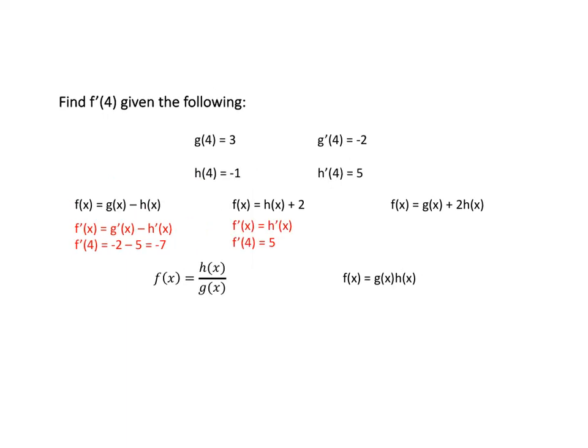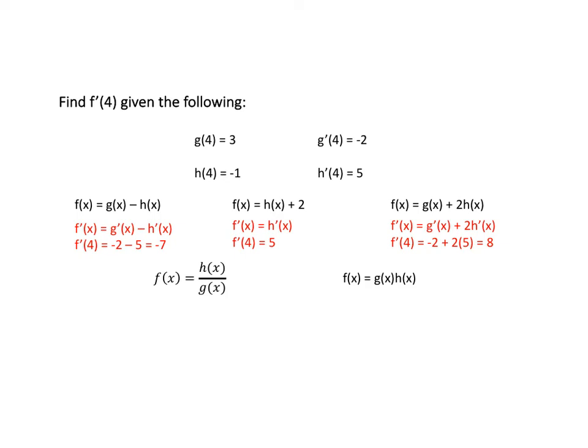So let's look at the second one. It says f of x is equal to h of x plus 2. Well, the derivative of f of x, f prime of x, is equal to h prime of x. Derivative of 2 is 0, so we're simply saying f prime of 4 is equal to h prime of 4, or f prime of 4 is equal to 5.